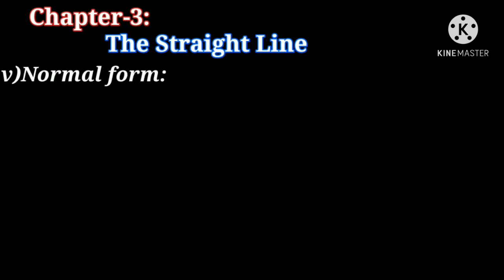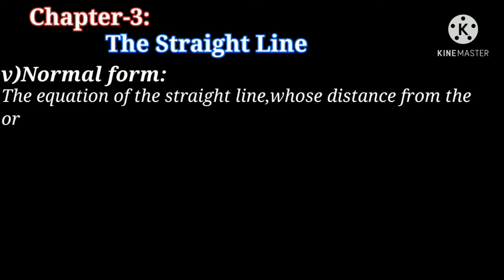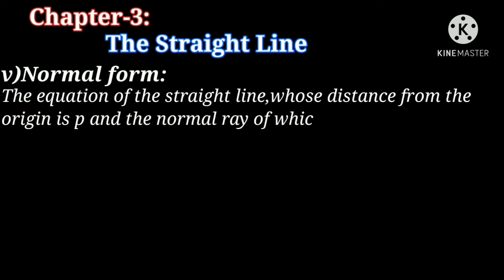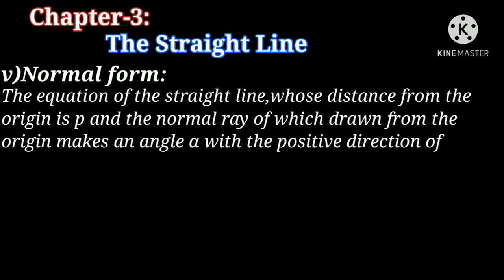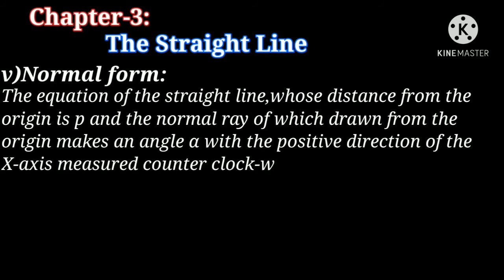Fifth, the straight line normal form. The equation of the straight line whose distance from the origin is small p and the normal ray of which drawn from the origin makes an angle alpha with the positive direction of the x-axis measured counterclockwise is x cos alpha plus y sin alpha equal to small p. That is, x cos alpha plus y sin alpha equal to p is the normal form of the straight line.